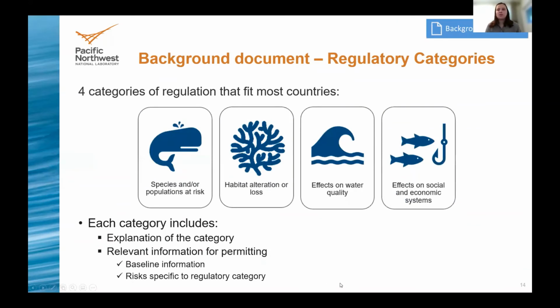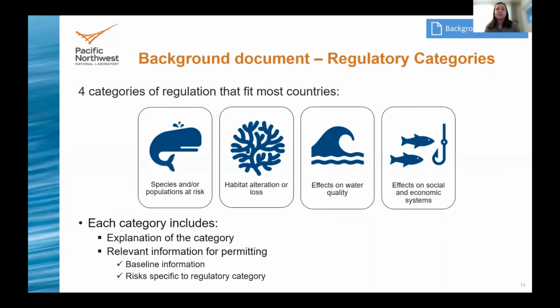So the guidance documents use these 4 main regulatory categories as the basis for translating between scientific evidence and applications for consenting and licensing. The 4 categories are species or populations at risk, habitat alteration or loss, effects on water quality, and effects on social and economic systems. The guidance document provides descriptions of each of these categories, as well as relevant information for consenting processes, such as baseline information needs and potential risks for each category.